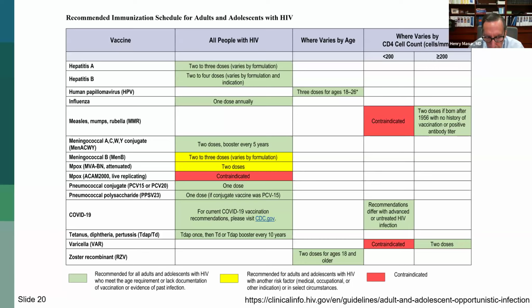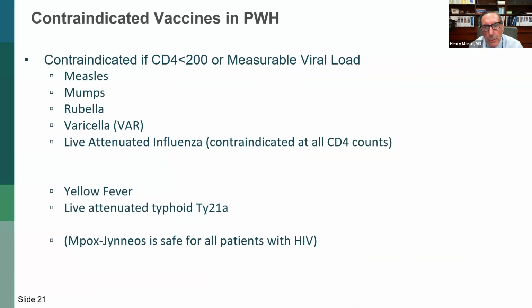There are 2 issues to keep in mind. I think that everybody in this audience has the common sense not to use a live virus vaccine, which are in red here, for somebody who either has a measurable viral load or has a CD4 count under 100. And again, just to remind you which the live viruses are, is measles, mumps, rubella. So that was the right question on that pretest.